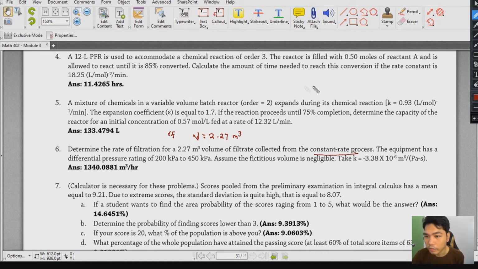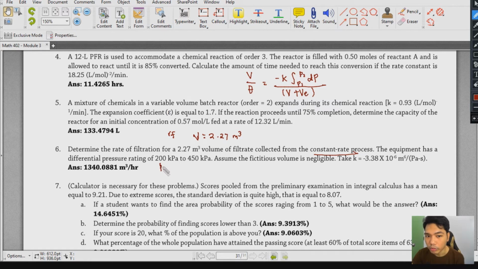So constant rate dito, so we have V over theta that is equal to negative K, the integral from P1 to P2 dP over V plus VE. Okay, so yun yung magiging formula. Okay, so the equipment has a differential pressure rating of 200 kilopascal to 450 kilopascal.